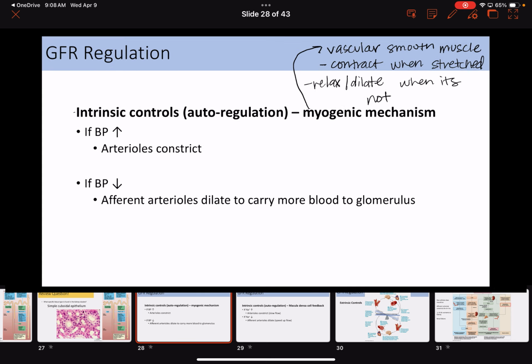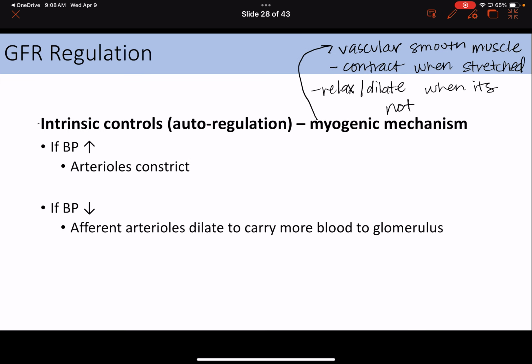And then on the opposite side, if blood pressure is too low, then those afferent arterioles will dilate to increase blood flow and speed things up. Because again, we don't want to give the tubules too much time because they're going to reabsorb too much or secrete too much if it moves too slowly. And again, we have to keep our GFR at 125 milliliters per minute anyway. So if things slow down because blood pressure slows down, then we're going to need to dilate those vessels, bring in more blood, and try to speed up that process.